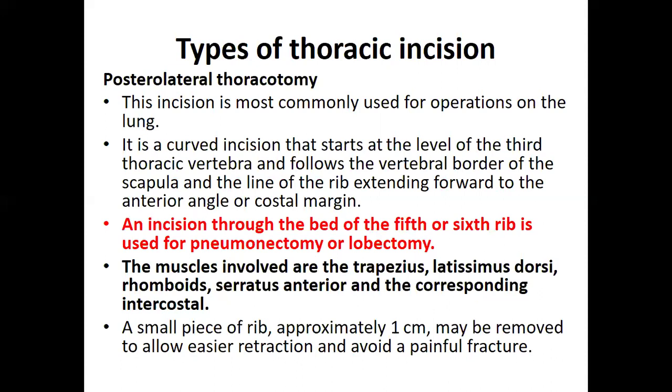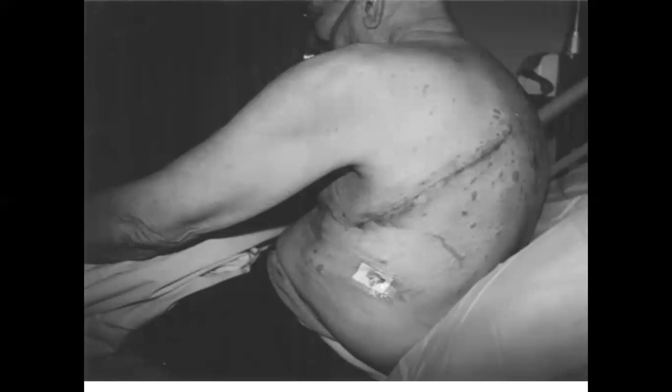Because the chest wall, we all understand, is made up of muscles and the rib cage, at the end of the day, there will be movement that will be affected. Muscles such as the trapezius, latissimus dorsi, rhomboid, serratus anterior, and the corresponding intercostal muscles will be affected in this type of incision. So these are the muscles that cause movement.